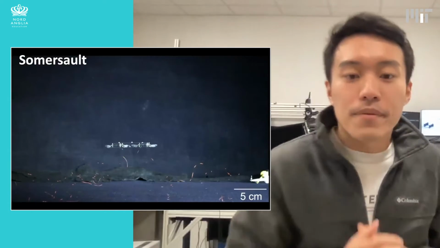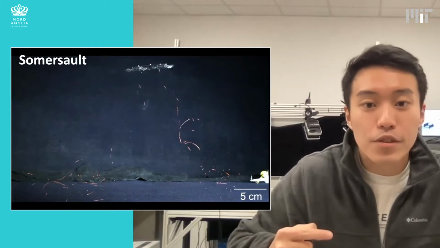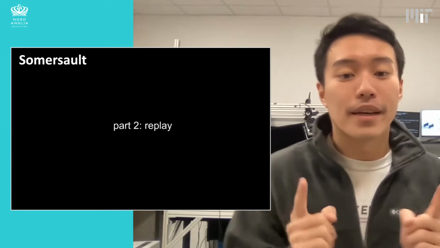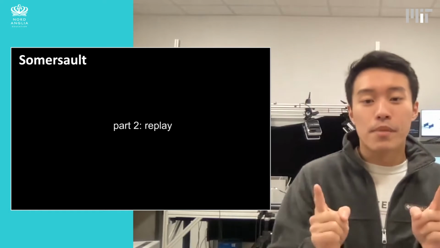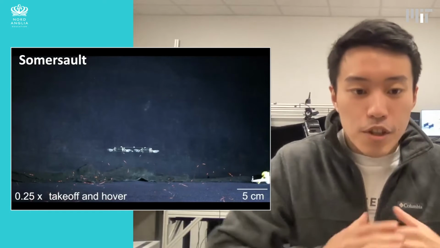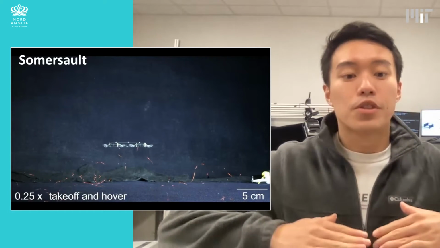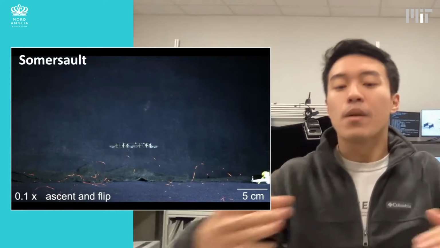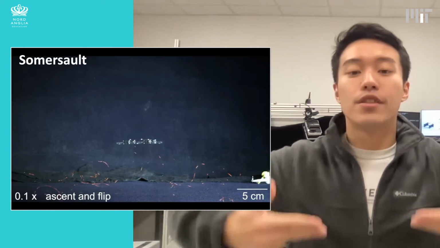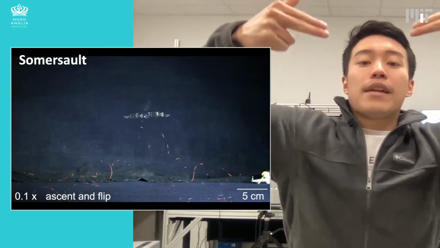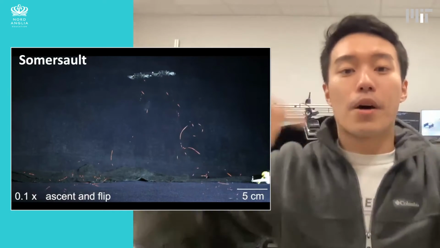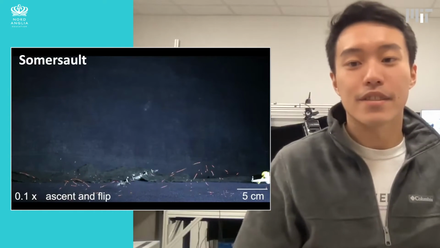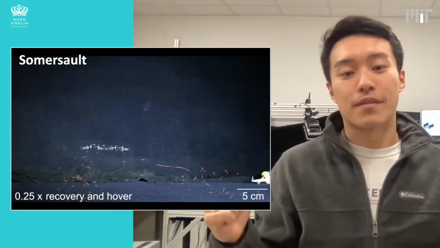Even more impressively, the robot can do a somersault. It happens so quickly that I have to play it again in slower motion. This one shows the robot taking off and trying to hover a little bit. After a while, it tries to ascend. And after it gets to that point, it actually flips over and bounces back. Okay, eventually it will recover.